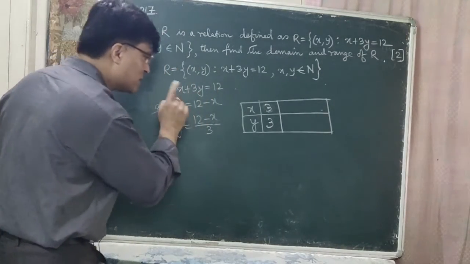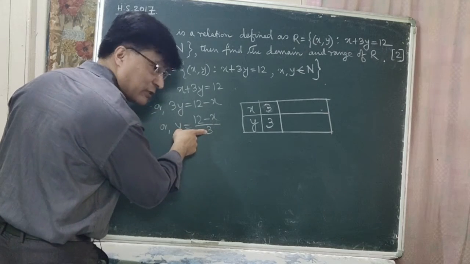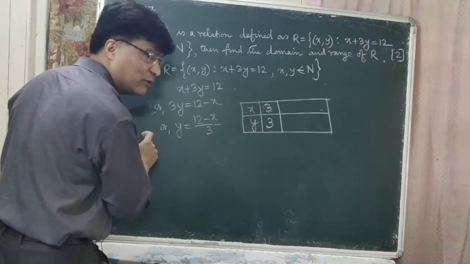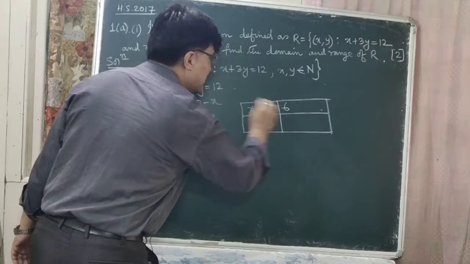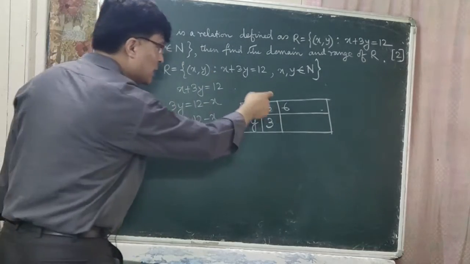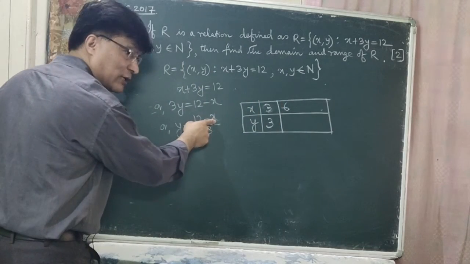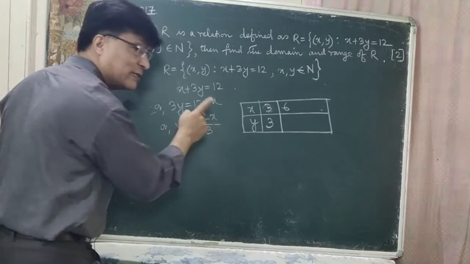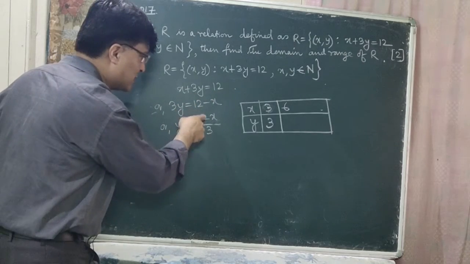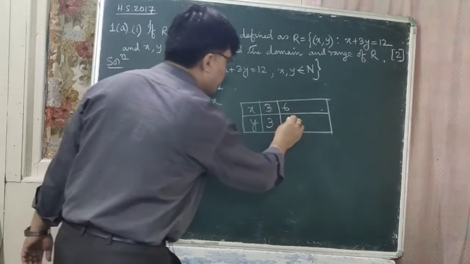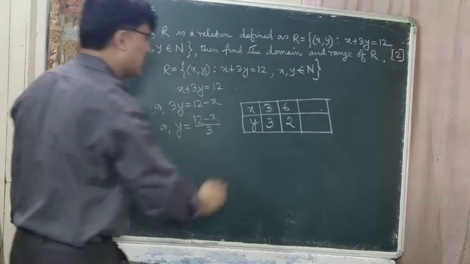Here, what should we do? For the next number, add 3 to the denominator 3. How much is that? It is 6. Let us take 6. So you put x is equal to 6 out here. What is 12 minus 6? 6. 6 is divisible by 3. That is 2. You can take 2 as a natural number.